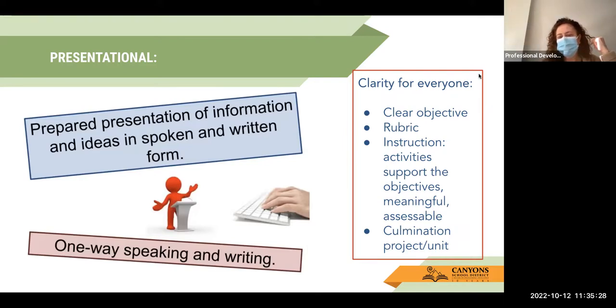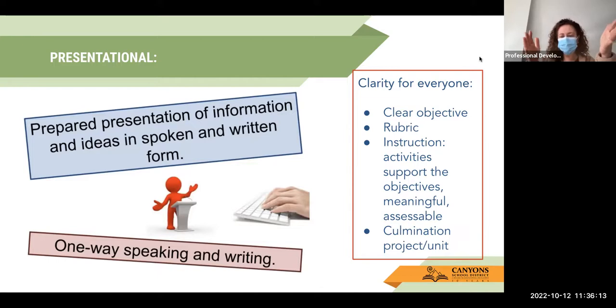In order to support your students, make sure that you have a clear objective for what the task will be as a presentational mode of communication. Do you have a rubric that's going to help your students complete the task? The activity that supports the objective has to be meaningful and accessible. Have you done enough scaffolding to help the students build? Are all the activities building onto the presentation, and do they have all the tools they need in order to do the presentation?